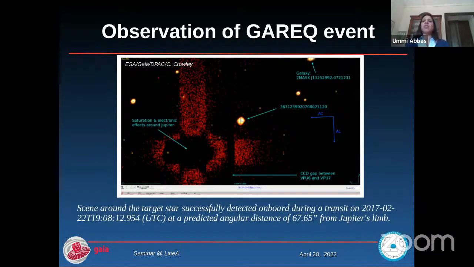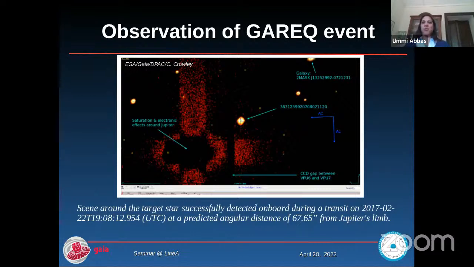This observation was taken towards the end of February in 2017 and is a very successful observation. It's not the closest observation. It was the 3rd closest, I think, or the 3rd or 4th closest. This is an example of how the actual observation is seen on the focal plane. In fact, you can even see the gap between the 6th and the 7th CCD rows.